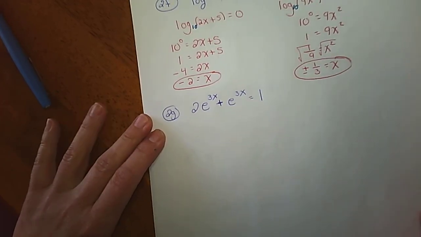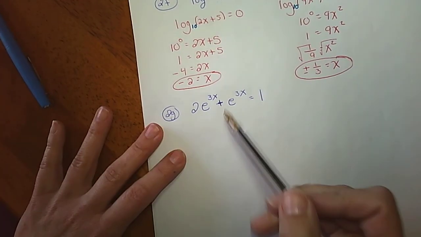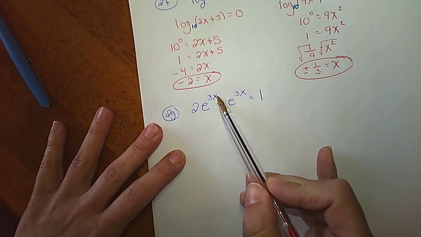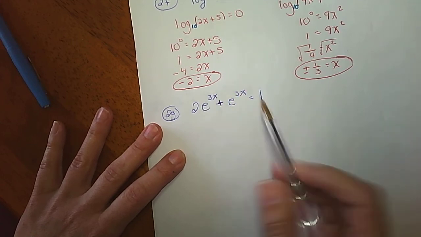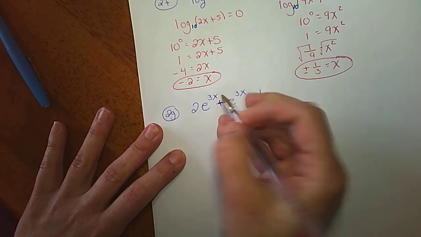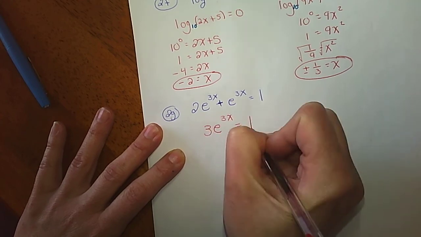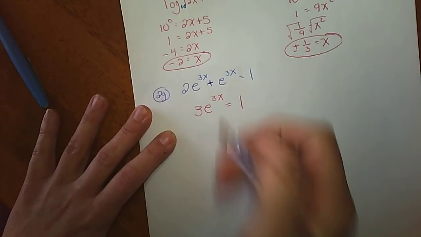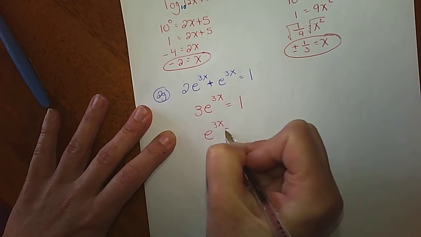And finally, this one looks scary, but it's super easy. Check this out. These are both e to the 3x. So all I'm going to do is combine my terms. There's 2 of them here, 1 of them here. So this is 3e to the 3x equals 1. I'm going to divide by 3. e to the 3x equals 1/3.